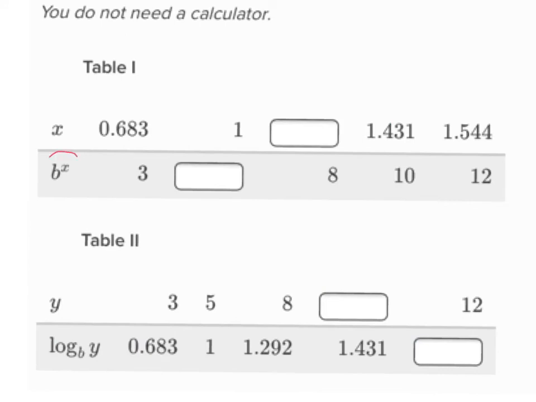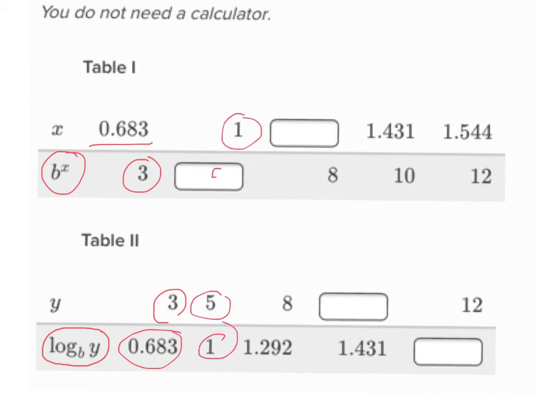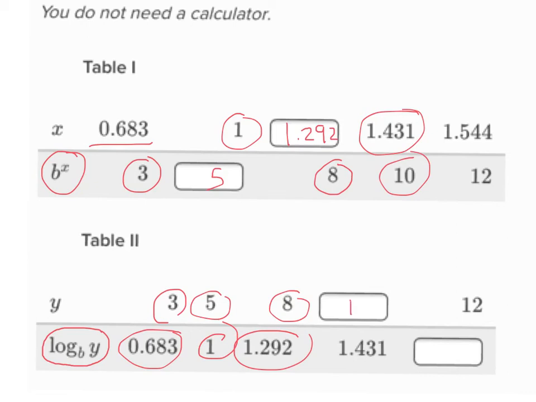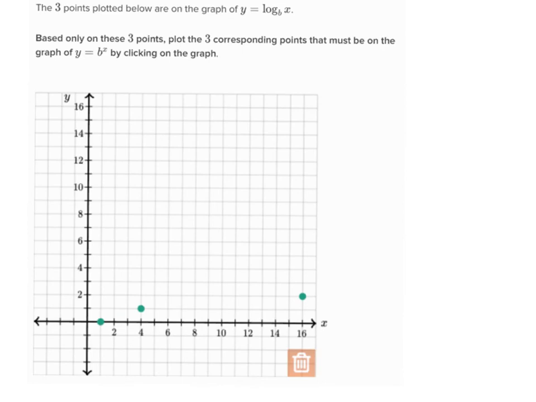Okay, let's look at this one. Same thing. b to the x is the inverse of log base b of y. So 3 goes with 0.683, same here. 5 goes with 1, so 1 goes with 5. 8 goes with 1.292, so 1.292 right here goes with 8. 10 goes with 1.431, so it does here as well. And 12 goes with 1.544, so 1.544 here as well.